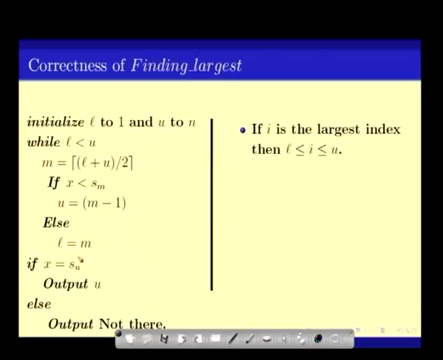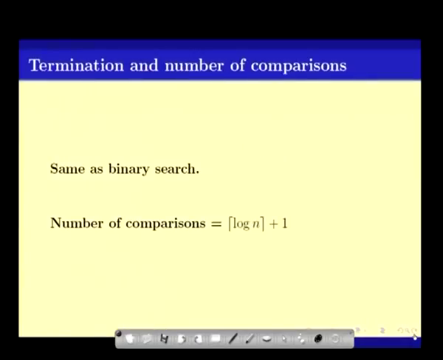Again here, if the else clause kicks in, that means x is greater than or equal to s_m. Since I am wanting the largest index, I must be greater than or equal to m. Thus we can see that this inequality is invariant in this whole pseudocode. So, this gives us the correctness of this algorithm. Now, how many comparisons do we need?